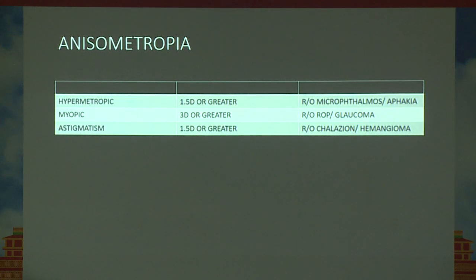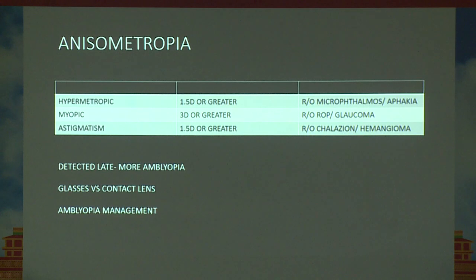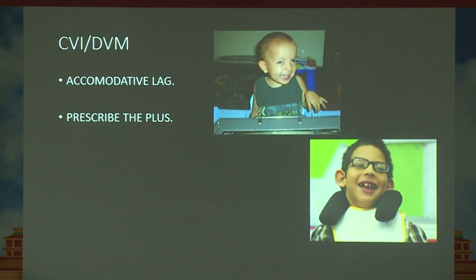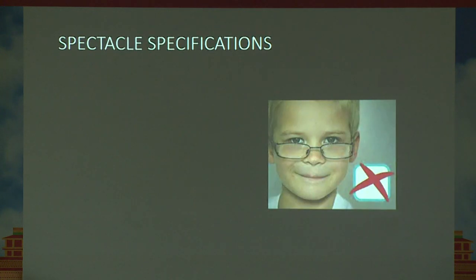Anisometropia: give the full correction. This is a difference between children and adults. In anisometropia, children do tolerate larger amounts as compared to adults. And in addition to that, amblyopia management is mandatory. Children with special needs have accommodative lag. Push the plus, prescribe the plus. It does help them with physiotherapy activities also.